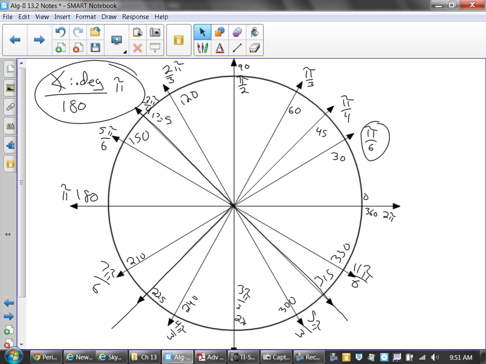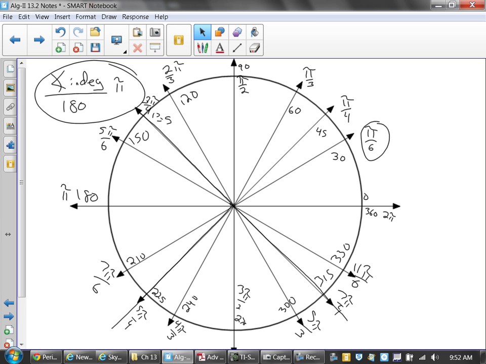45s, pi over 4, 2 pi over 4, 3 pi over 4, 4 pi over 4, 5 pi over 4, 6 pi over 4, 7 pi over 4. Yes, sir. Why are those all over 6, not 3? I'm simplifying it. If you're writing that 1/6, that's 2/6. 2/6 simplifies to 1/3.